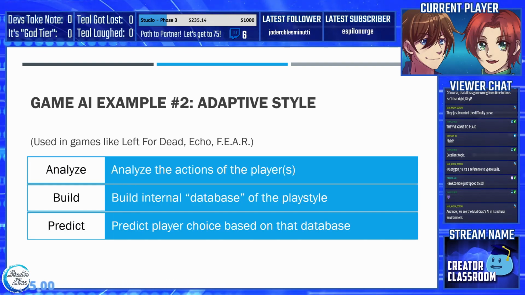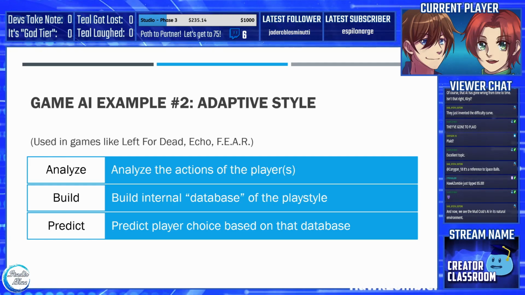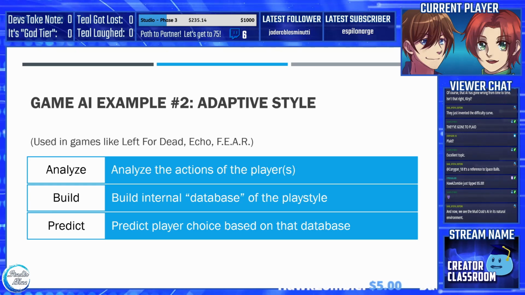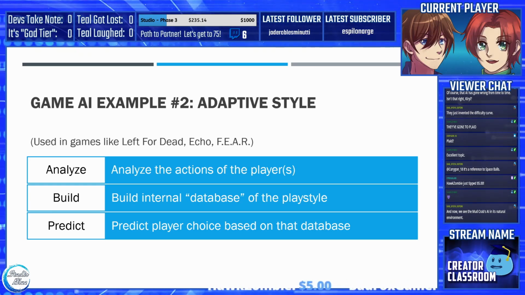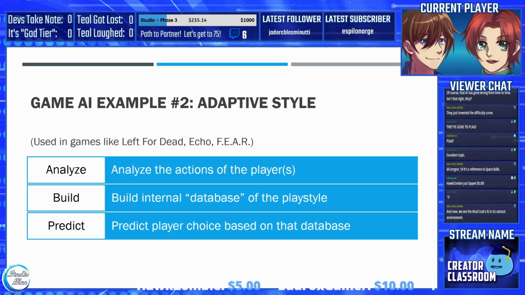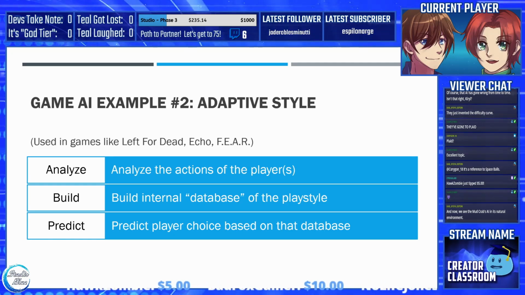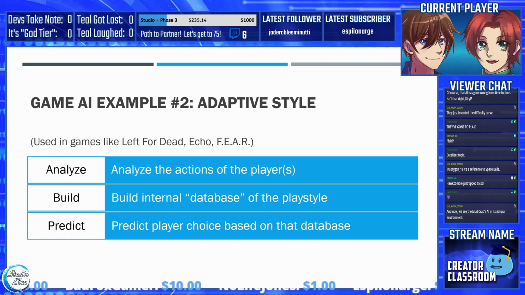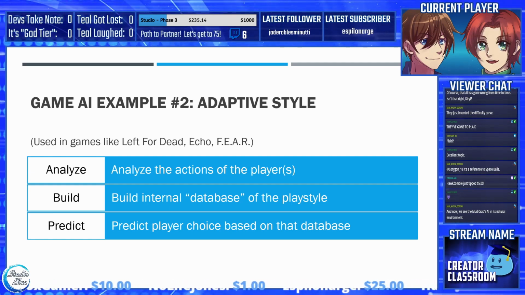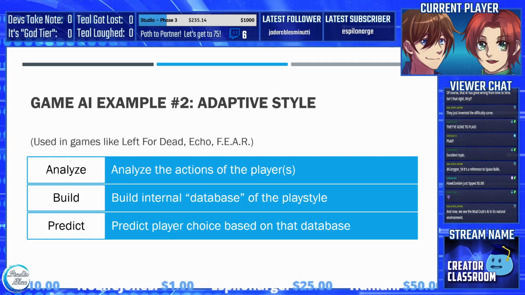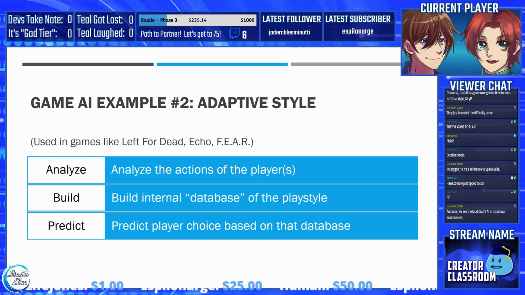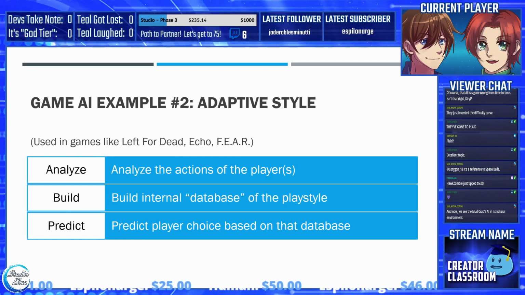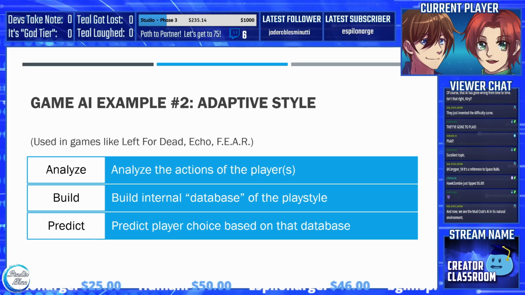Then there is adaptive style, how the AI plays the level. This is in games like Left 4 Dead, Echo, Fear. Most people, I'm going to go off on a quick tangent, especially since I have a very special relationship with this game, the sequel actually. Fear and Fear 2 use some of the best adaptive AIs for their time. Agreed. They were amazing. Yeah.